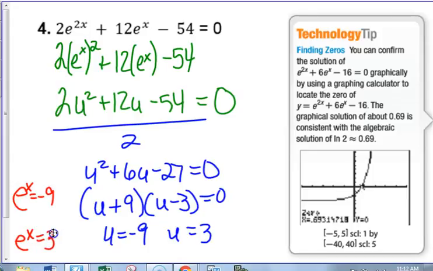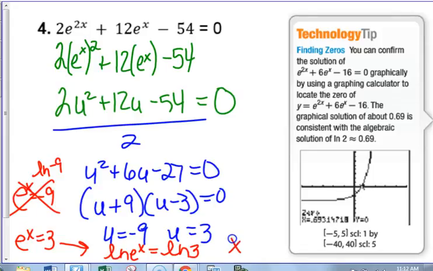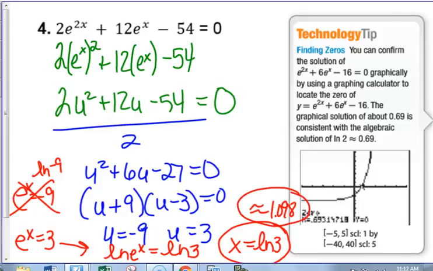To solve for x, we need to take the log of both sides. Can we do -9? We can't take the log of this. If we tried to do ln of -9, it doesn't work. So our only answer is going to be here. When we take the log of both sides, we get x equals the natural log of 3, or approximately, anybody? Close enough? Yeah, 0.9899.